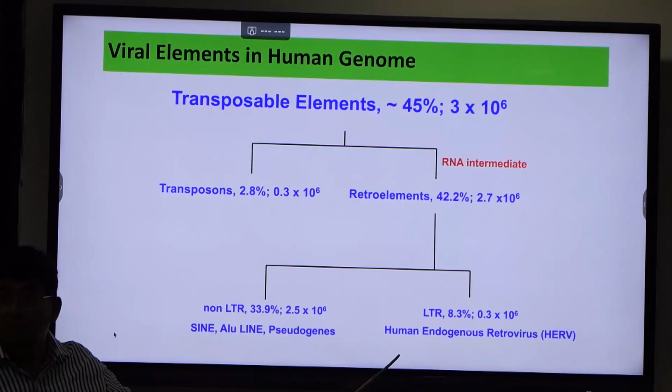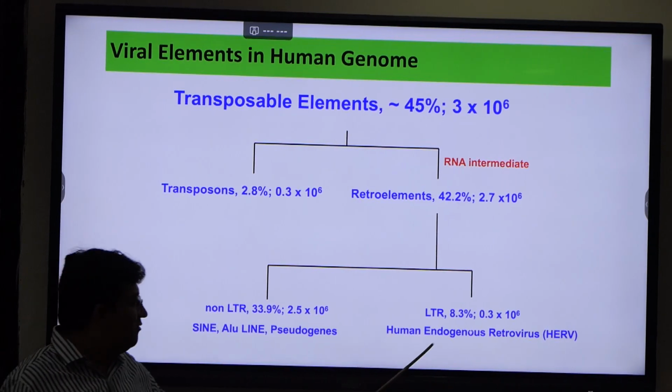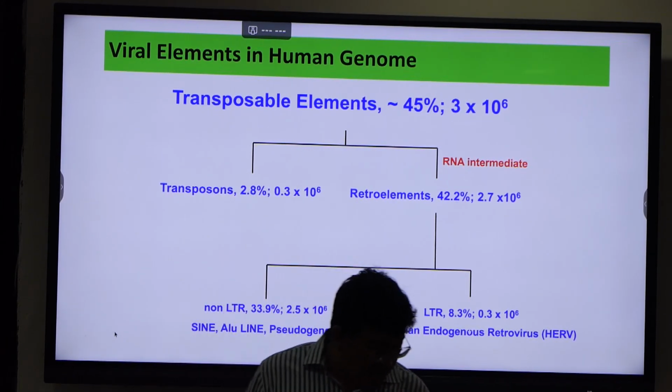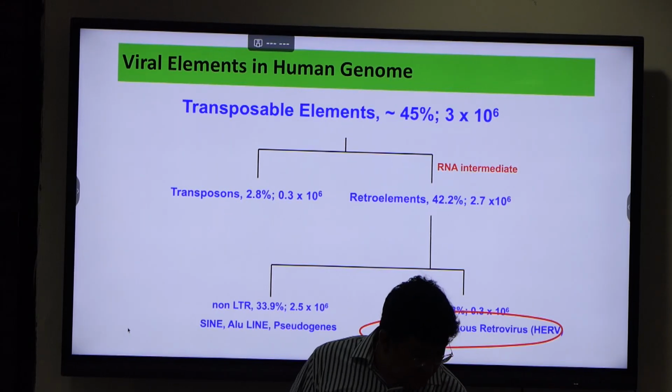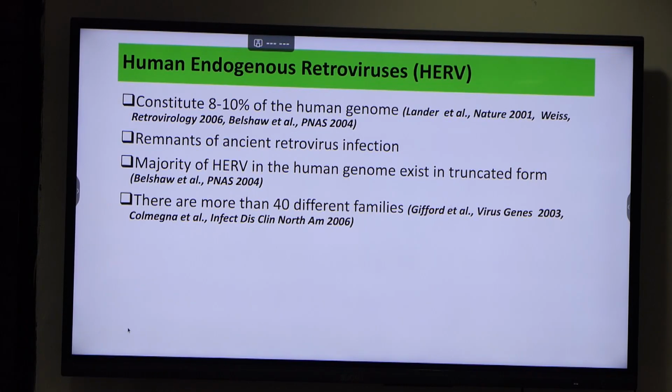Ever heard of this name? Yes or no? Yes. Yeah, HERV. So HERV, LTR containing sequences. Now what are these HERVs? As I said, approximately 14%. 8 to 10% is written, but later on it was confirmed approximately 14% of our genome, we all have sequences resembling retroviruses. These are called human endogenous retroviruses. How did it get into our genome? They are remnants of ancient retroviral infection.